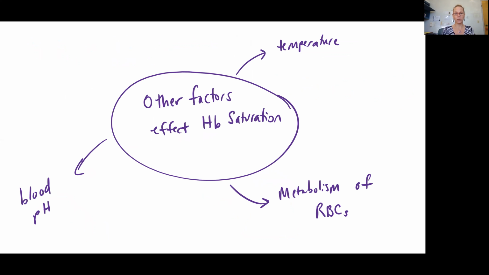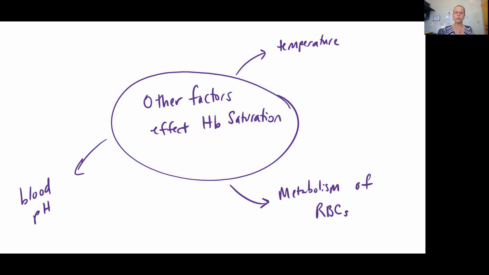There are other factors affecting hemoglobin saturation besides partial pressure, which we've already discussed. We're going to see that blood pH has an effect and temperature has an effect. And this should not come as a surprise to you at all. Hemoglobin is a protein. Proteins are functioning based on their shape. Protein shape is affected by factors such as pH and temperature. So changes to these factors will change the shape of the hemoglobin, which in this case means its ability to hold on or release that oxygen.